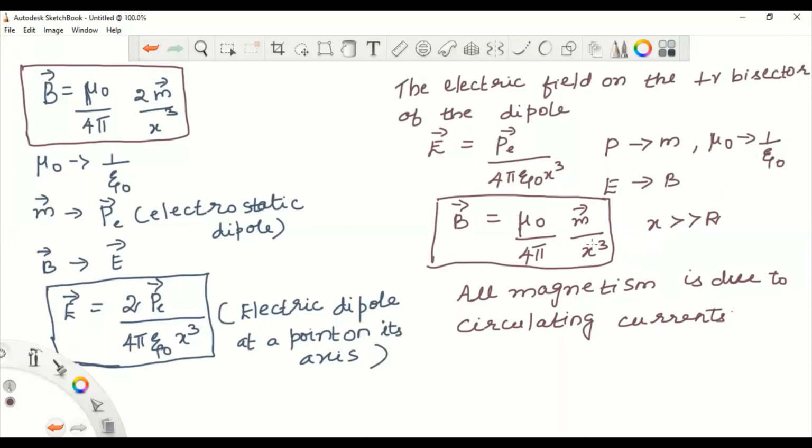Hope all of you understood the topic, whatever I taught you today, that is the circular current loop as a magnetic dipole. Thank you, students.